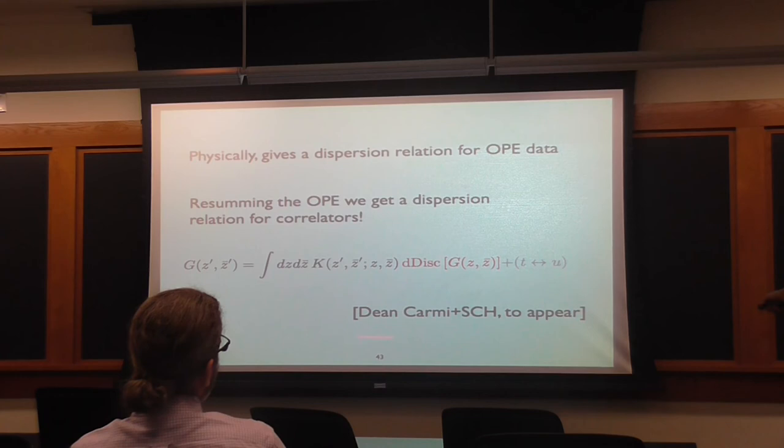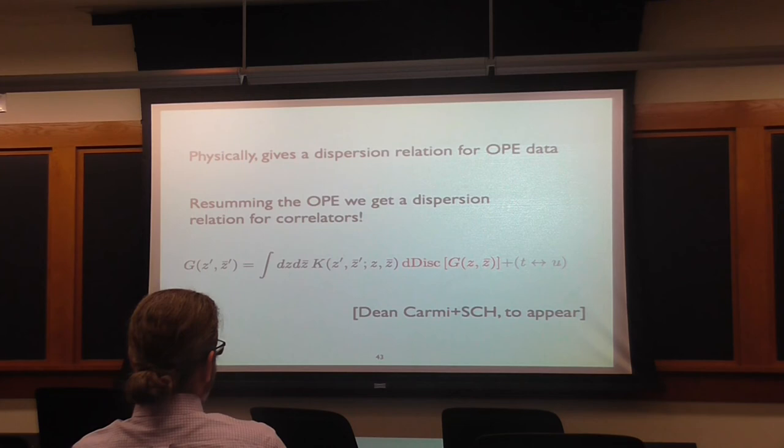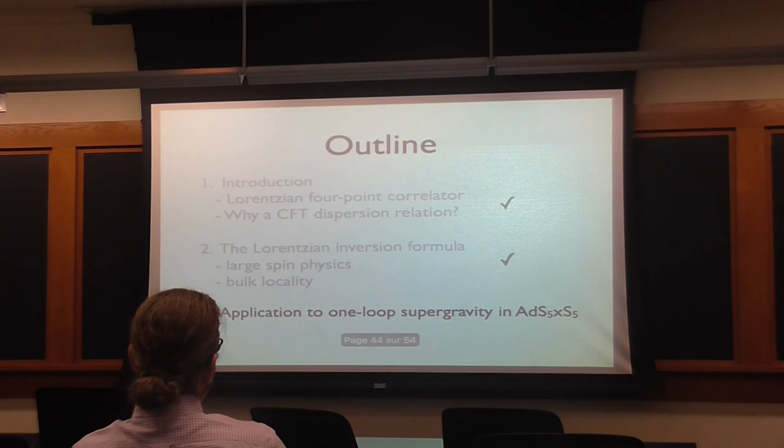And with hindsight, this function k is a function of four variables, and it turns out to be some elliptic function, so we never guessed it. With hindsight, it was the focus of the OPE data. But now we think it's a nice formula. So basically, in like 5 minutes, I want to sketch how we apply this concretely in some specific theory of gravity. So how do you reconstruct the AdS5 times S5 for gravity?